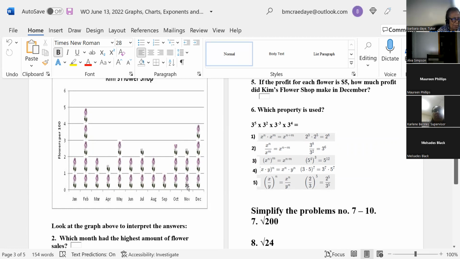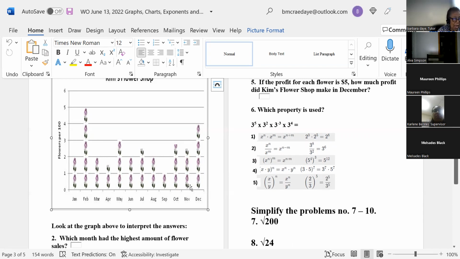Alva, how many? I cannot see it well, Miss Barbara. I have something on my computer that blocked that. It's a joint meeting. I would say 250. I was telling you, Alva, you have 200, and then you have a half of a flower. Half of 100 is 50. So that would be 250 for November.